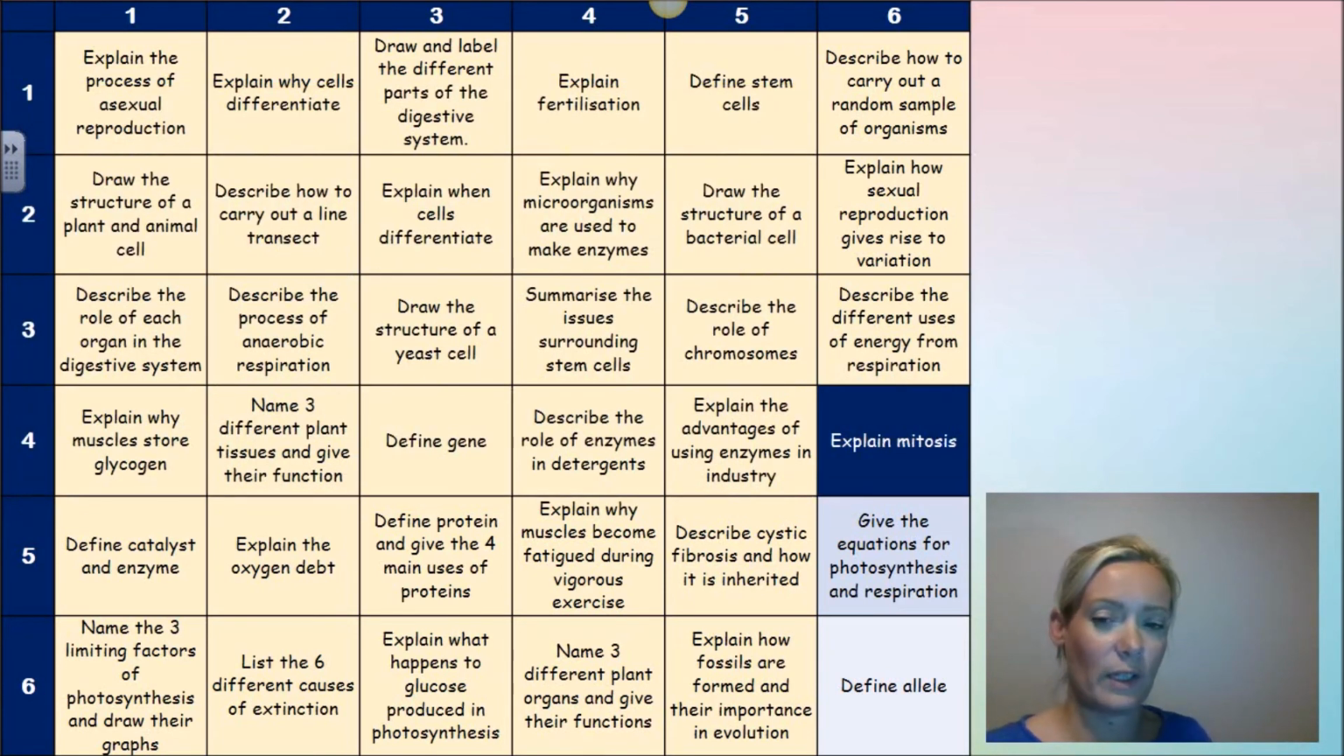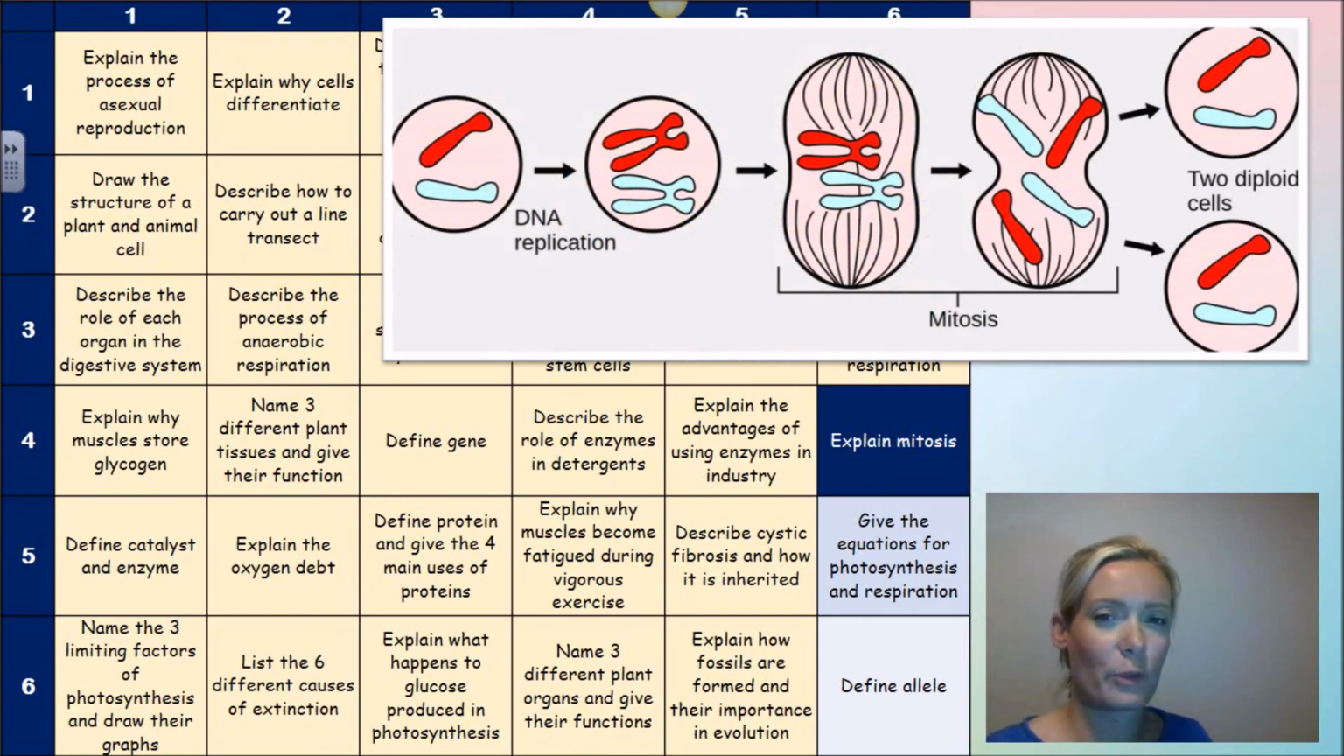Okay, mitosis, explaining mitosis, bit of a harder one. Mitosis is when we produce a genetically identical daughter cell. So this is asexual reproduction. This is cloning, but in us, we would use it for growth and repair. So if you cut your skin, you produce an identical skin cell via mitosis.